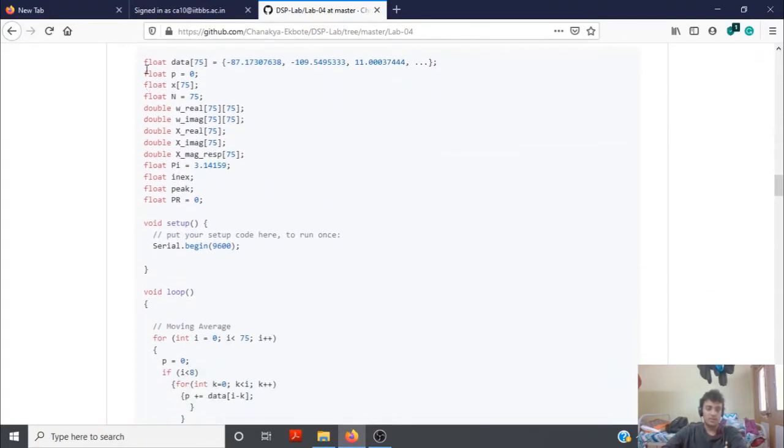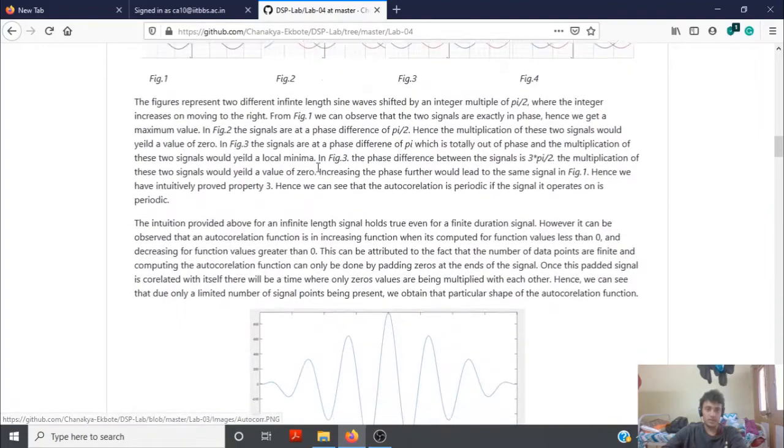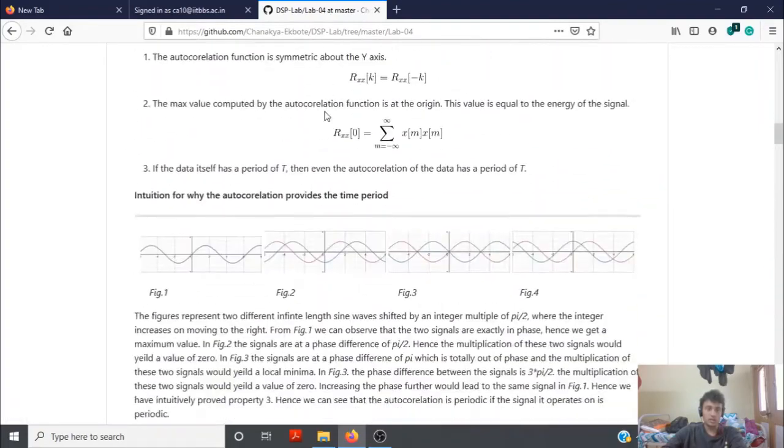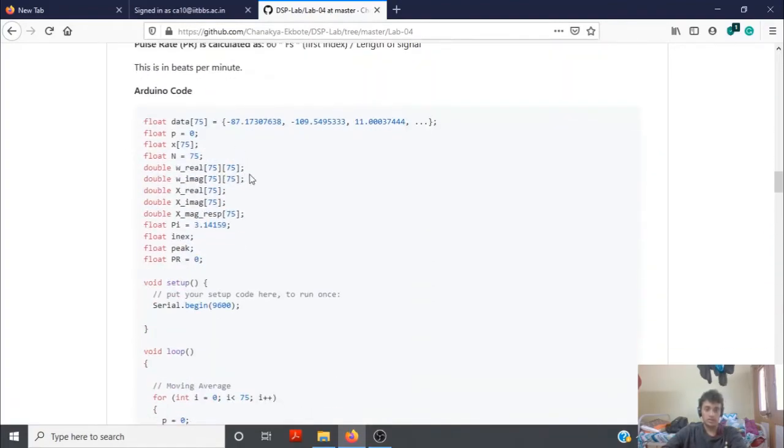Initially, we have just defined the data, defined a particular variable x, defined the total number, and we have defined this W matrix. But since we can't work with Euler operations, it's only the real part as well as the imaginary part. And to actually calculate the DFT components, you have again split it into the real part and the imaginary part. And we also find out the magnitude response. And we have defined pi.